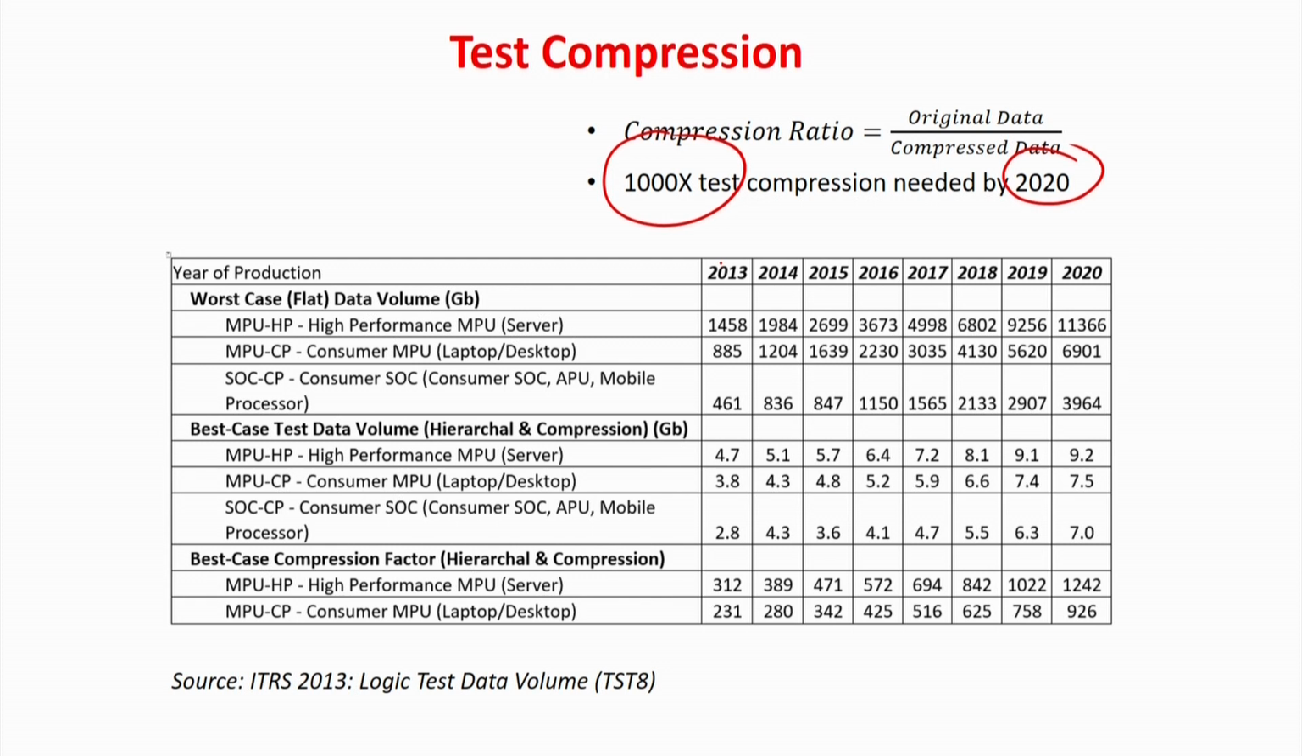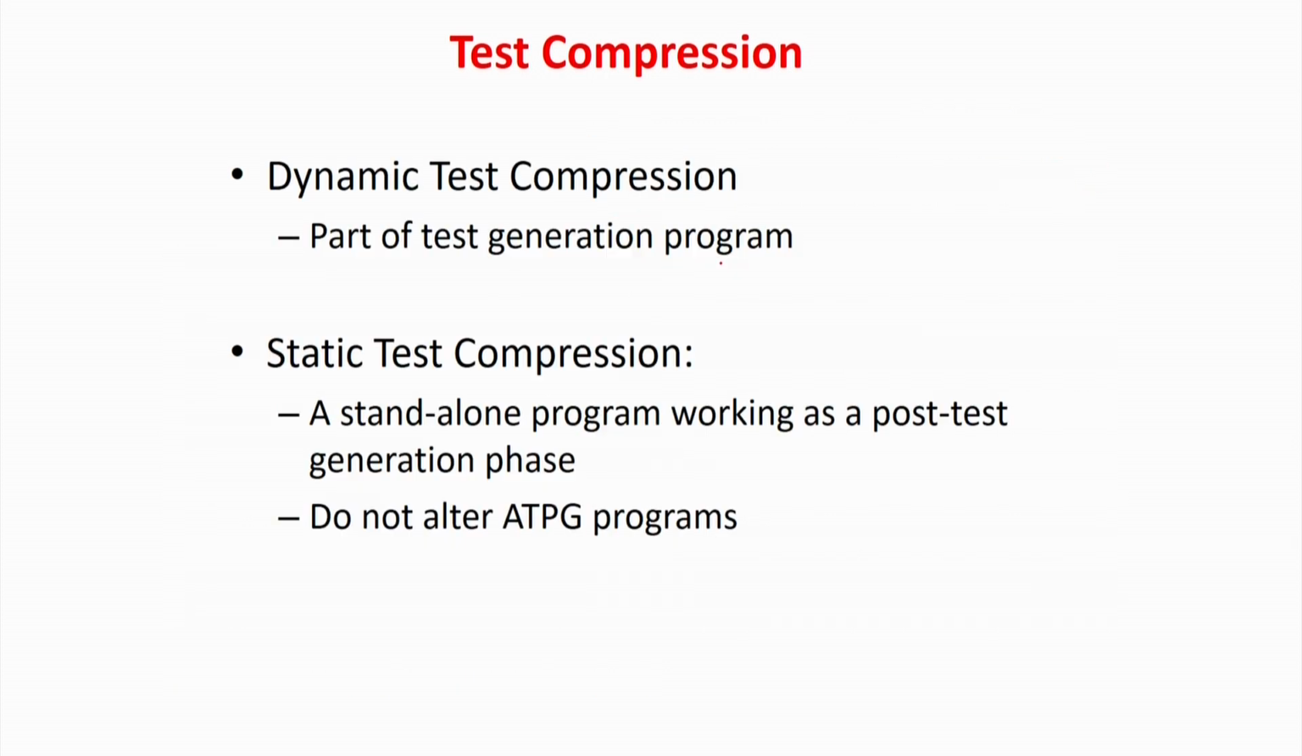So 1000x compression will be needed by 2020, or it will be possible, because otherwise the ATE cost will become too high and it will not be a profitable business. Of course, if you are compressing, you have a decompressor and a compactor inside the circuit. But as I told you, it is counterintuitive, yet true, that even with this extra DFT circuitry, by reducing the ATE time and ATE memory, you are making a profitable business. That is the motivation.